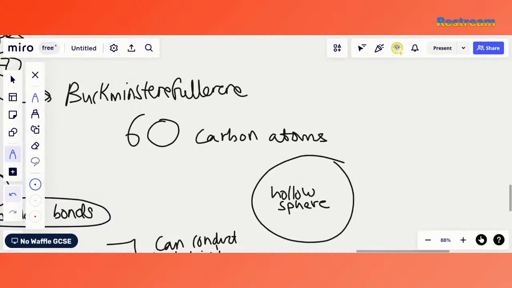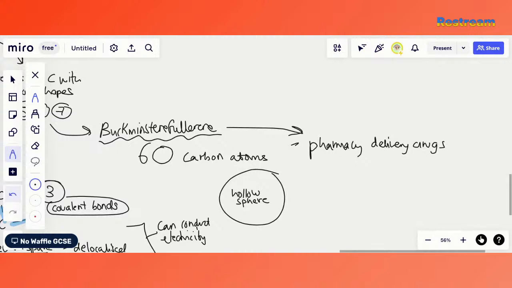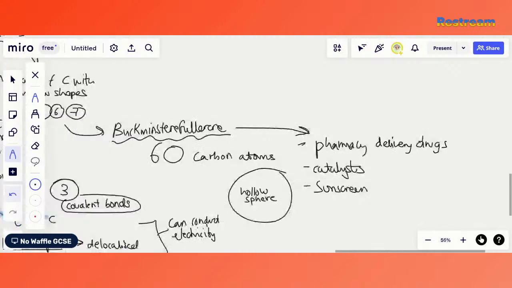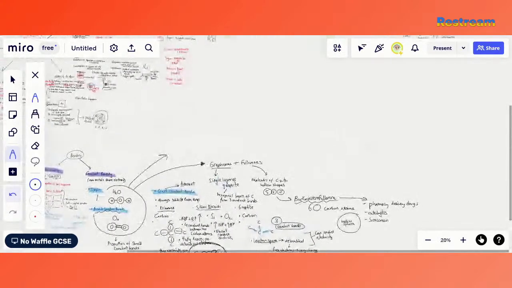Now, we can use the Buckminster fullerene in everyday life. They tend to be used in pharmacy, for the pharmaceutical delivery of drugs. So they normally house drugs and take them into your body and then release them when ready. It can also be used as catalysts, and in things like sunscreen. Now, finally, we're going to look at metals and metallic bonding.